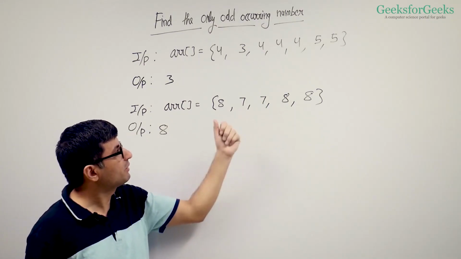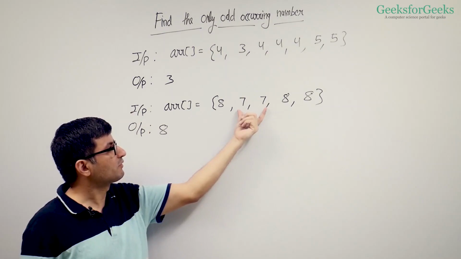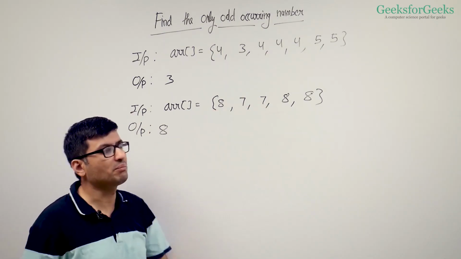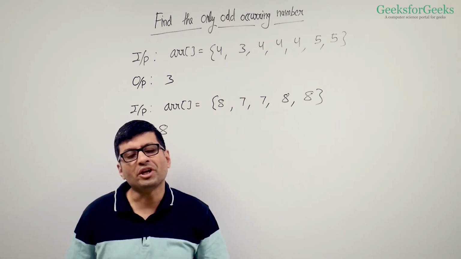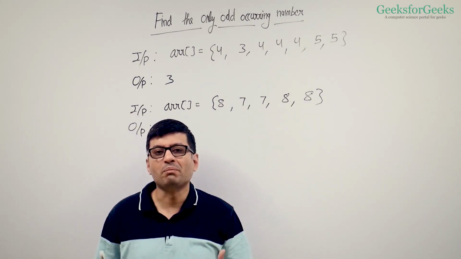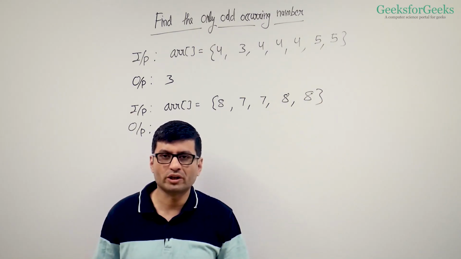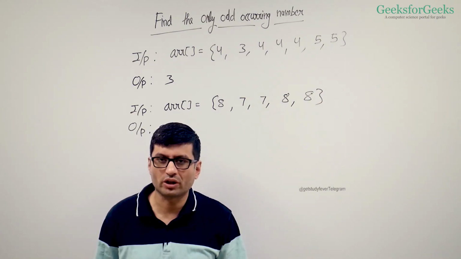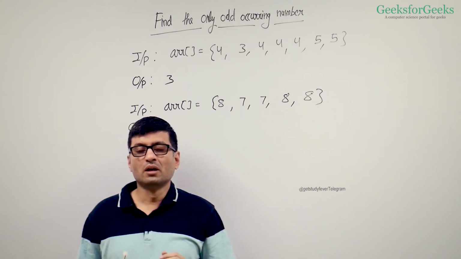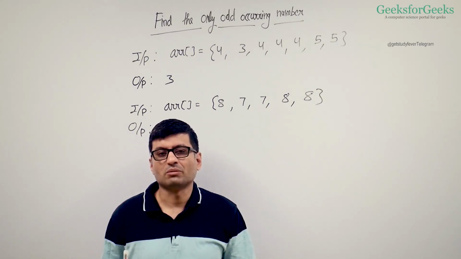If we see this example, we have one number 7 which appears an even number of times, and then there is a number that appears an odd number of times. So we need to print 8 in this example. In an array, there can be many even occurring numbers, but there will be only one odd occurring number, and we need to find that odd occurring number in the given array. Now please pause this video and try to think of a solution for this problem.